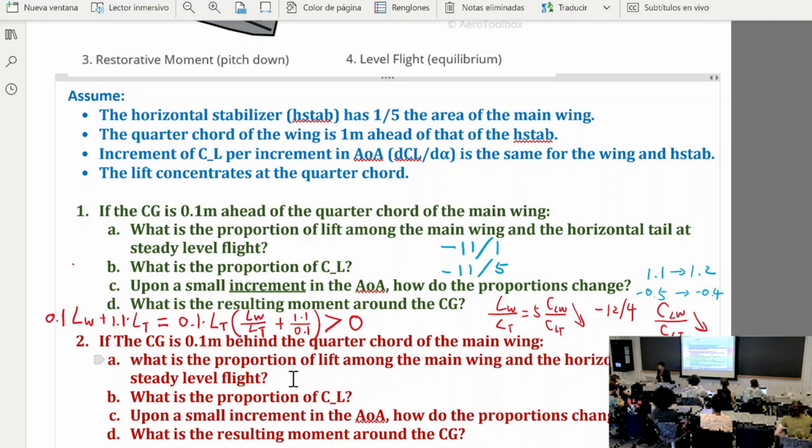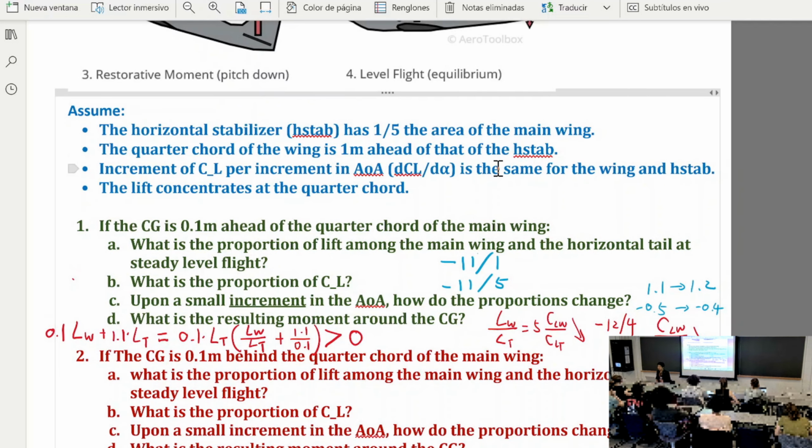And throughout the derivation, we assumed a bunch of things, right? We assumed that, for example, the increment of CL per increment in the angle of attack is the same for both the wing and the horizontal stabilizer, right? And the lift concentrates on the quarter chord. So actually, these assumptions, and particularly the third assumption, are up to debate. So let's look at what the lifting line theory tells us.